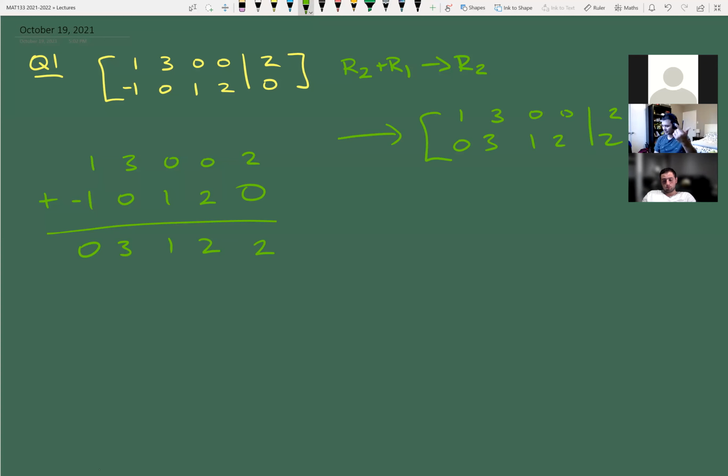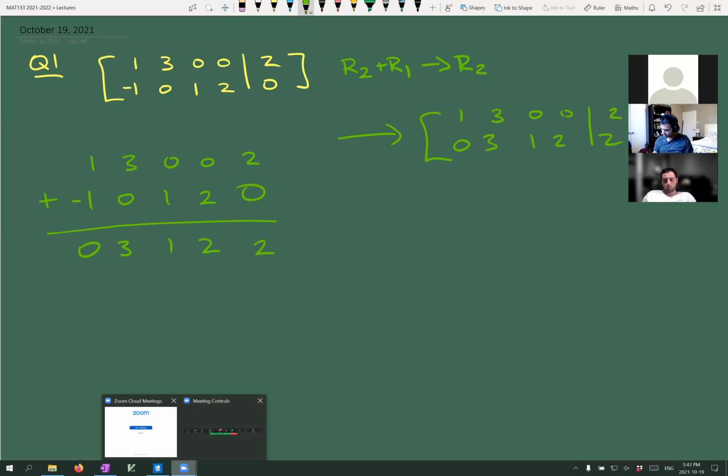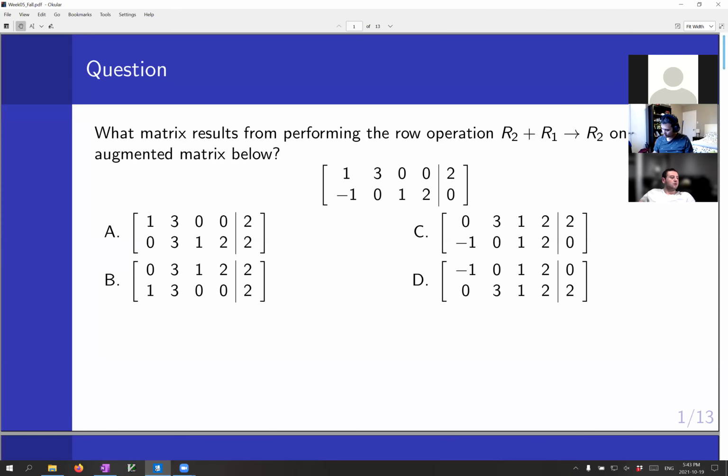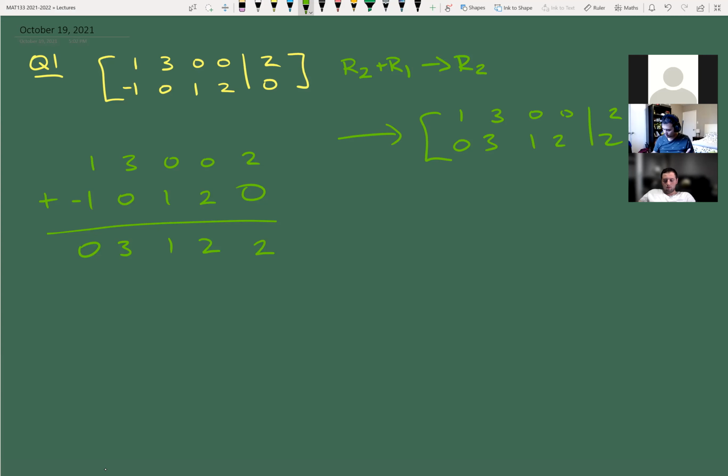And that's exactly what A is. That was the answer A. So that's how we do row operations. Does that make sense? Everyone's okay?